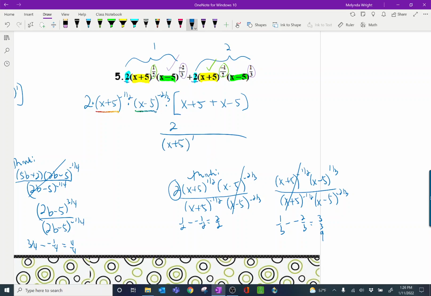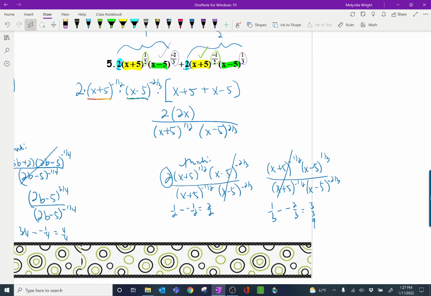So I've got (x + 5)^(1/2), (x − 5)^(2/3). Okay, great. So what else do we have up here? We have x plus x is 2x, and x minus 5 is 0. So it turned out that we didn't even need to worry about factoring out the 2, because it's going to clean itself up. So our final answer would be 4x over (x + 5)^(1/2) (x − 5)^(2/3). Whew, all right.